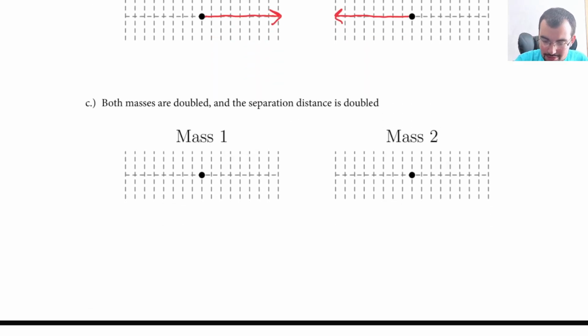Both masses are doubled and the separation distance is doubled. So G m m over r squared. I double this mass, I double this mass, I double the separation, and I square that. Wow, that's a lot of 2's. So I get 4 on top, but I get a divide by 4, so I actually just get 1. So this does nothing. So this is just the original, where it was 4 units and 4 units.